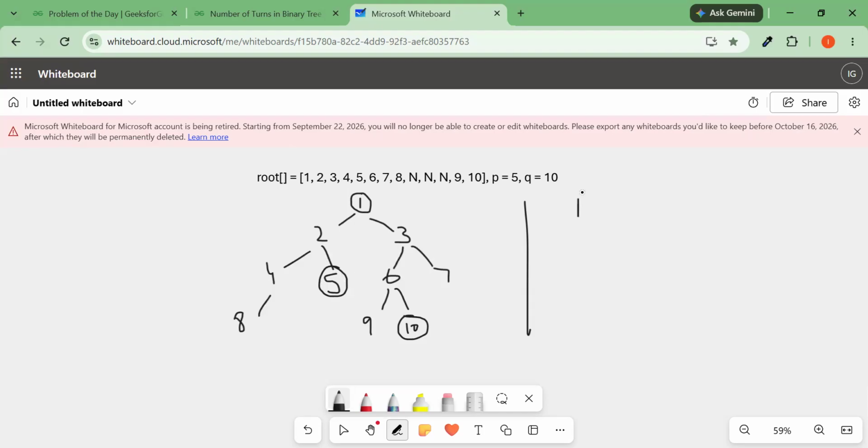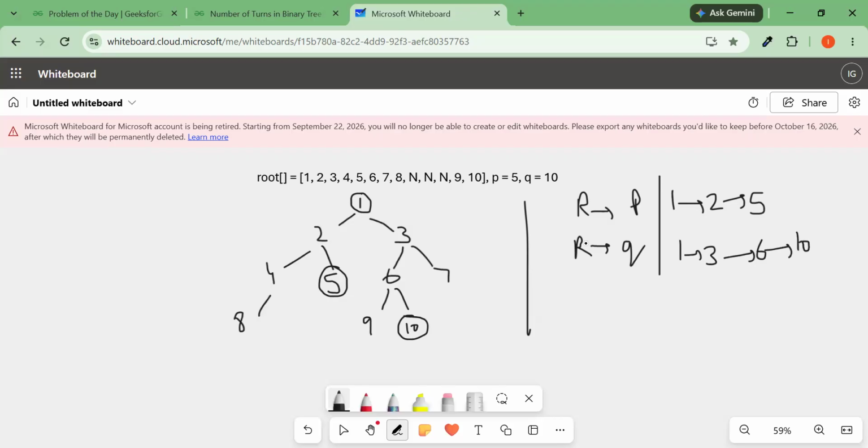So consider I am at the root level and I will find the path to the P node, and the path to the Q node. If I find these paths, I can easily find out the number of turns required. Root is 1 and P is 5. So what is the path? This is 1, 2, and 5. And root to Q is 1, 3, 6, 10. I will write this also: 1, 3, 6, and 10.